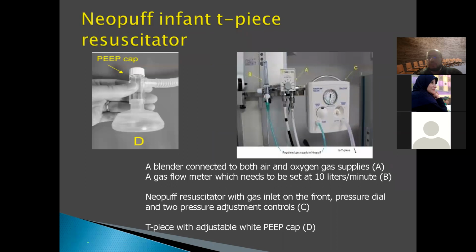Julie, Neopuff. Neopuff, I'm not sure. Dr. Ayman, do you guys have a Neopuff infant resuscitator? Hello, Dr. Ayman Ayat. Do we have Neopuff? I don't think so. I never used it in Libya. I used it outside Libya, but I never used it in Libya.